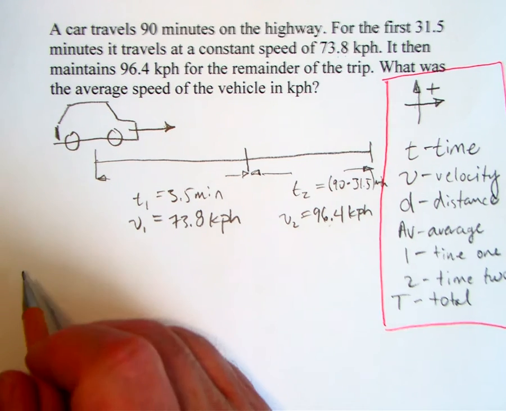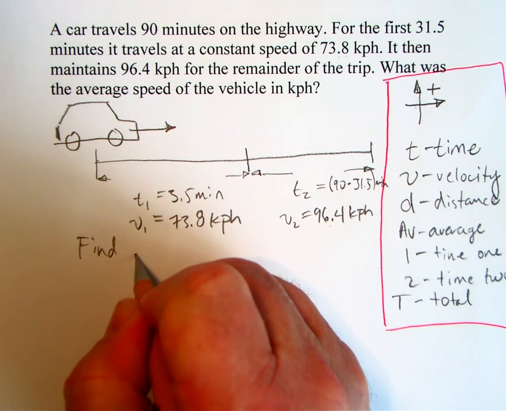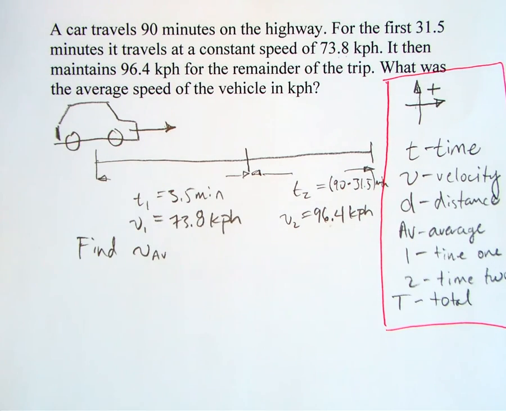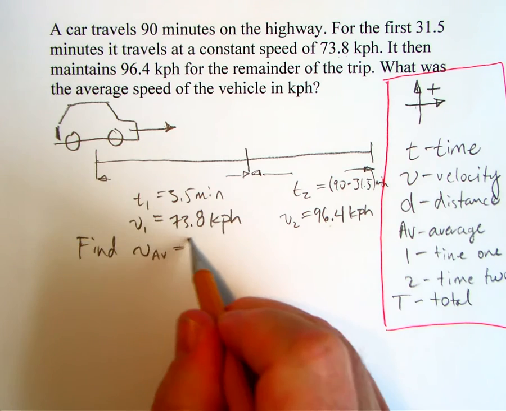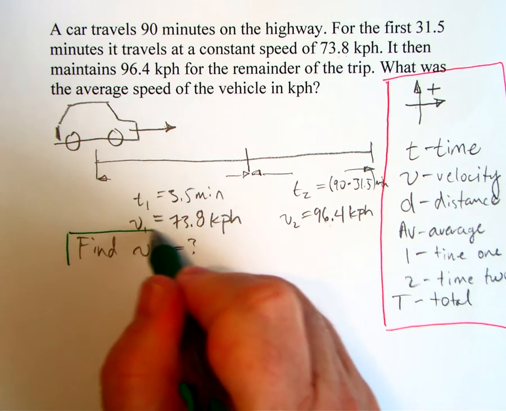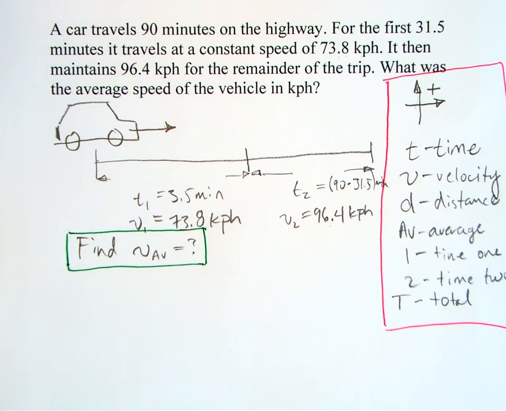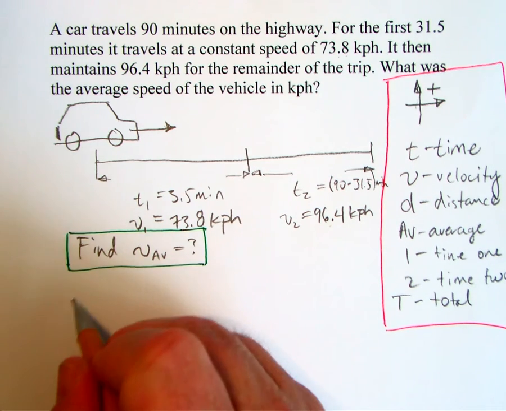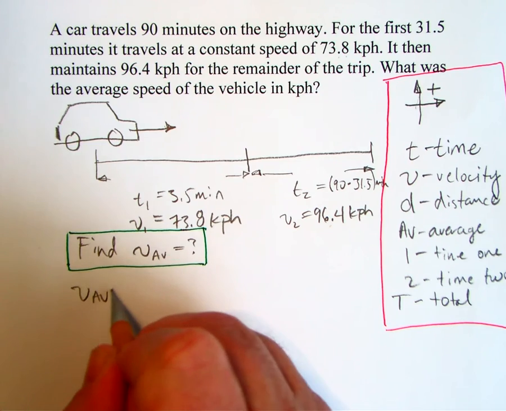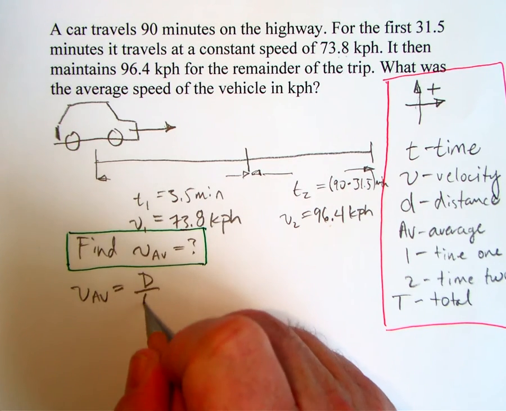All right, so what do we know? We want to find the average velocity. Just so we're tracking what we're doing, I'm going to put a green box around that so we can see it. If you look on your sheet, we're given the formula that average velocity is equal to the distance traveled over the time.